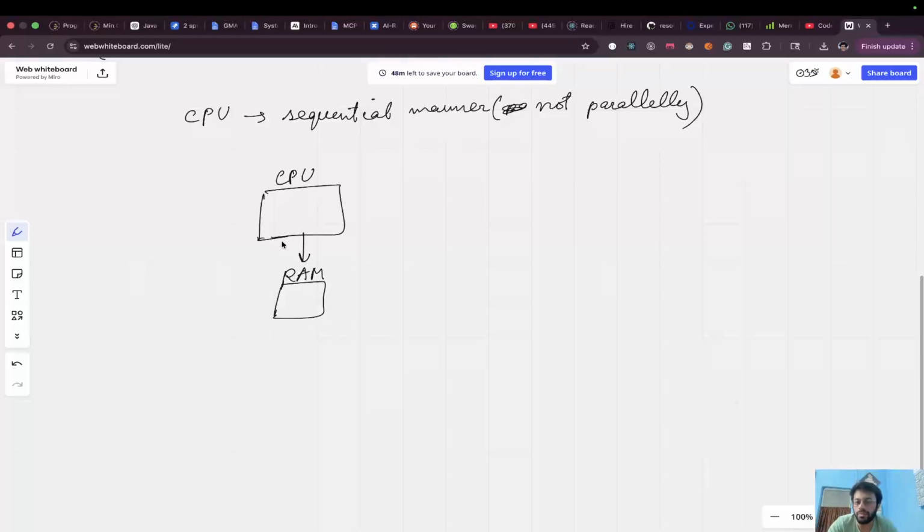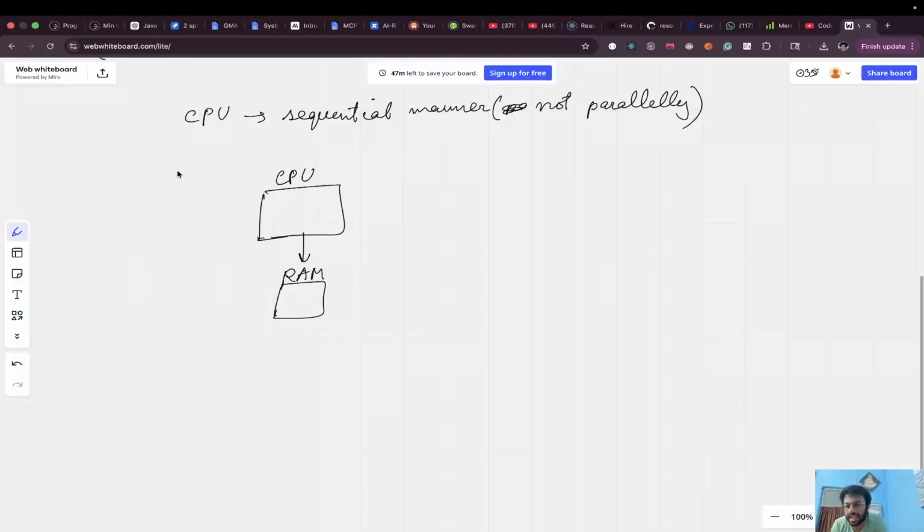Now, if you want to perform some huge operation, let's say multiplying 2000 cross 1000 matrices. Now, since CPU does operations in a sequential manner, doing this task of multiplying 2000 cross 1000 matrices will take a lot of time, because CPU will try to sequentially multiply every row with every column, and this will take a lot of time. So what CPU does is CPU knows that, okay, this is a very big task and I'm not good at it.